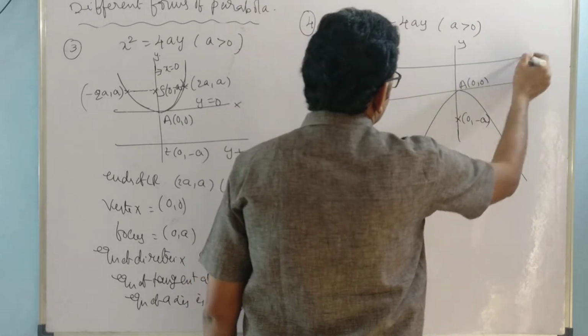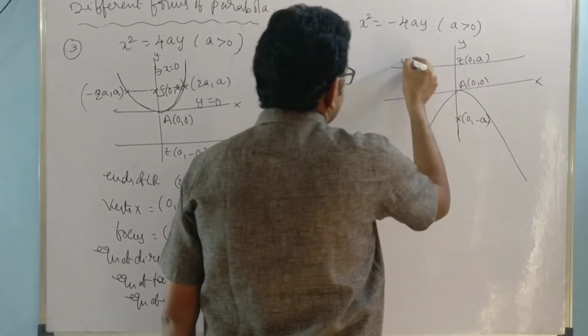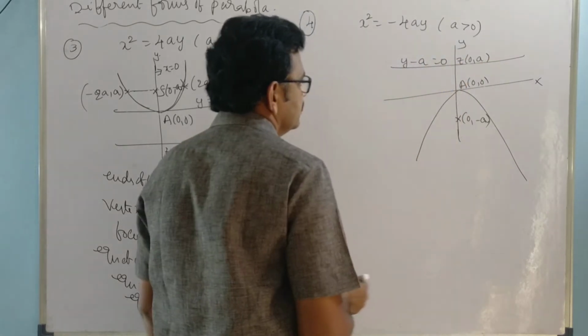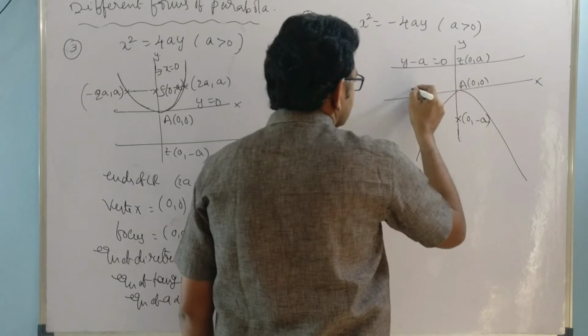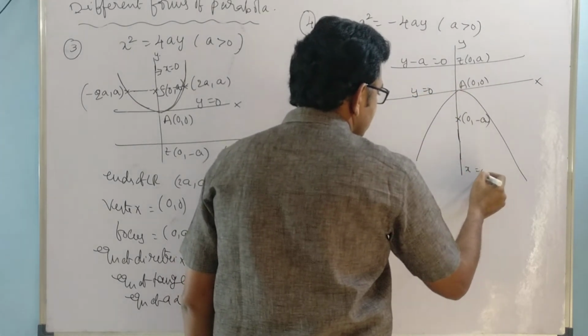So this is the z coordinates 0, a. Equation of directrix y equal to a, that is y minus a equal to 0. Equation of tangent at vertex y equal to 0. Equation of axis, this is x equal to 0.